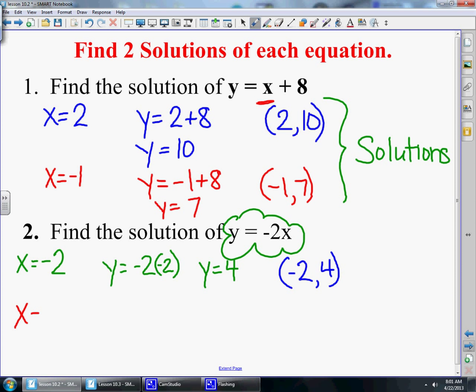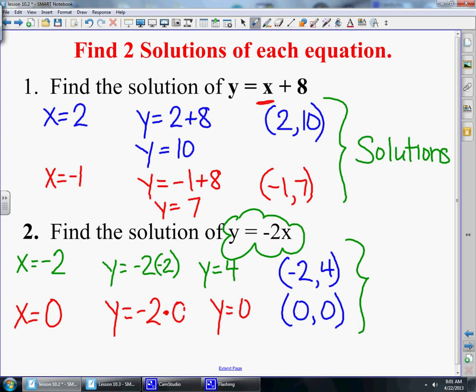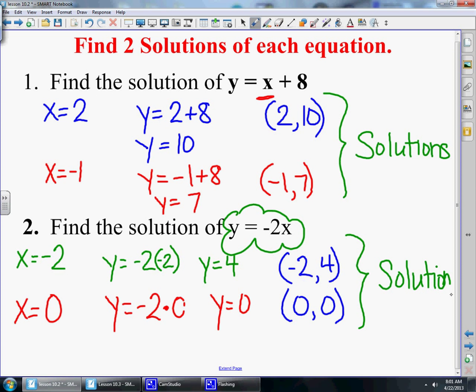Now we could pick another number. You could say x is equal to 0. Y is equal to -2 times 0. -2 times 0 is 0, so y would be equal to 0. So the solution then for this is 0, 0. Are there more solutions? Yes, there are, but these are just two sample solutions that you could have. You may have ended up with something different. However, if you chose -2 and 0 for x, then your solutions need to be these points.